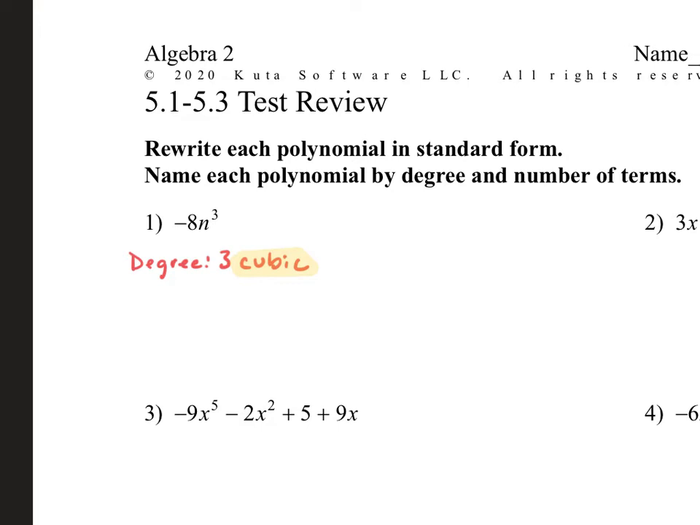Next, we need to classify it by the number of terms. How many terms is there? 1. So what do we call something with 1 term? Monomial. Awesome. So again, looking for this word, monomial.